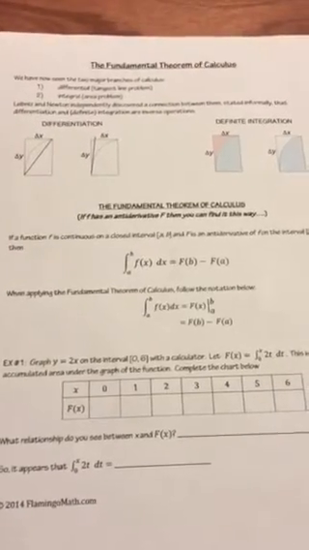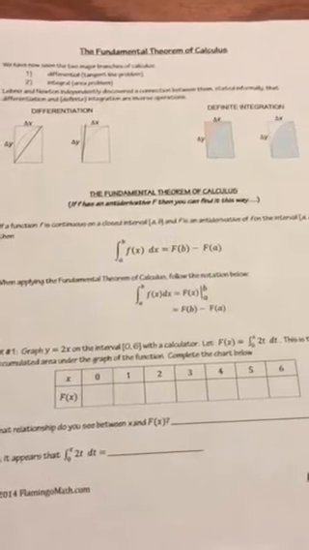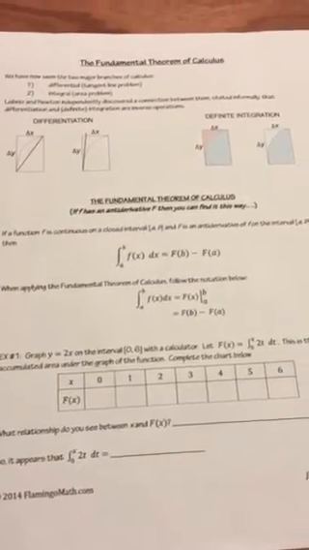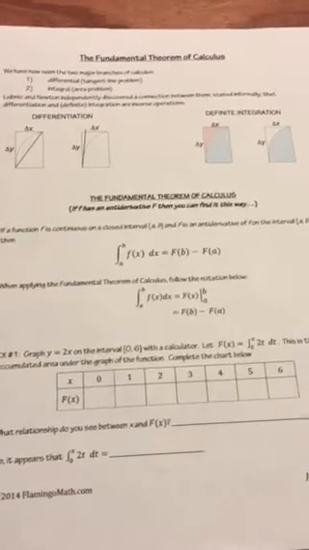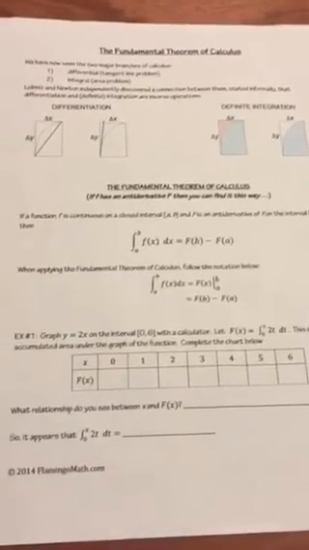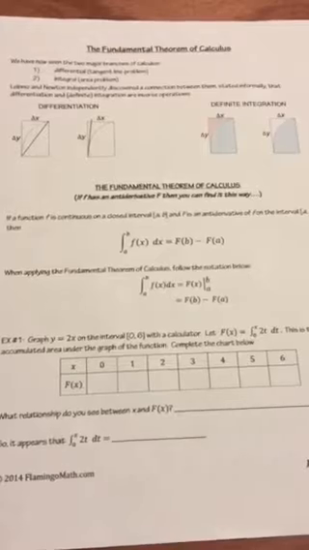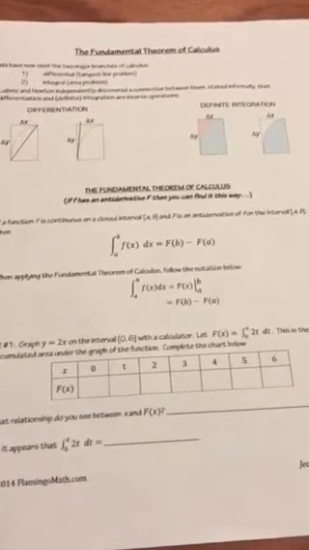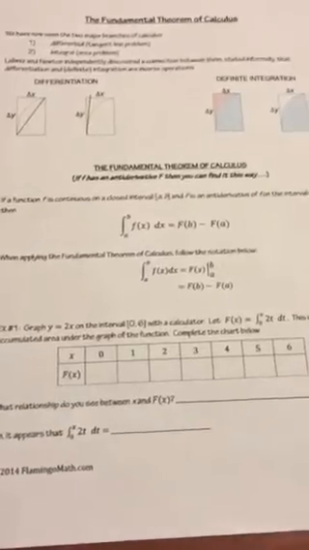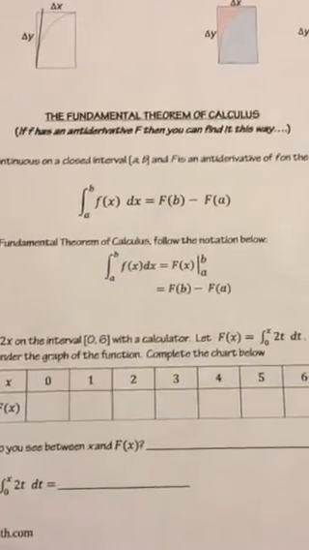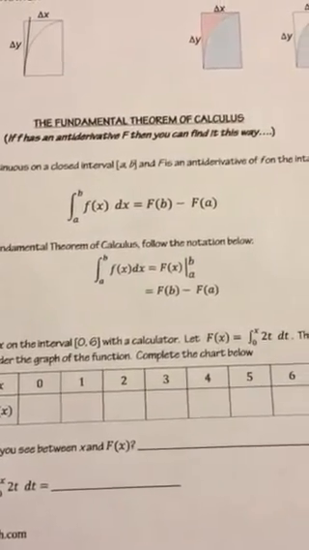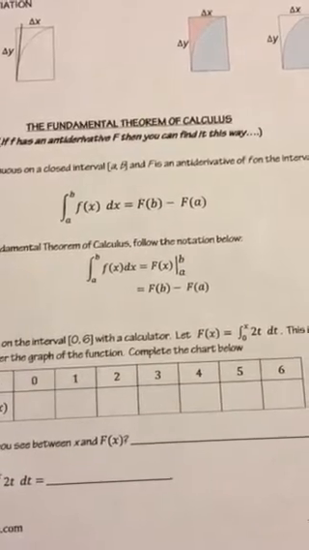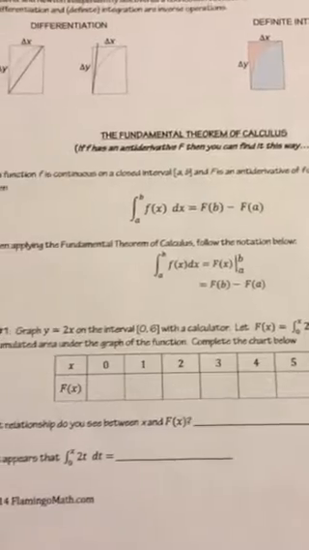So getting to the real meat of it, the fundamental theorem of calculus says this: if f has an antiderivative of capital F, then you can find it this way. If a function f is continuous on a closed interval, and capital F is the antiderivative of that function on the interval from a to b, then the integral from a to b of f of x dx is simply capital F of b minus capital F of a.